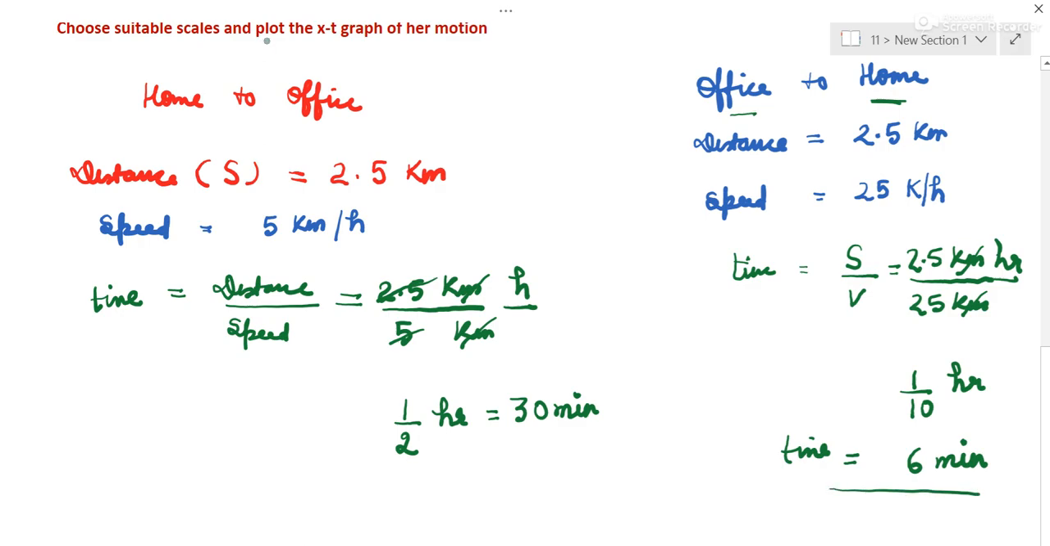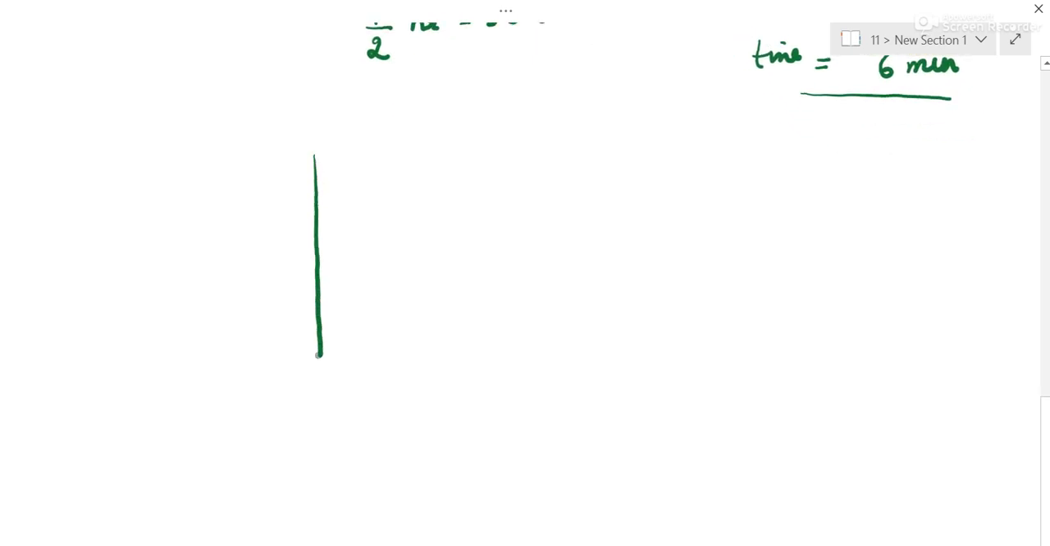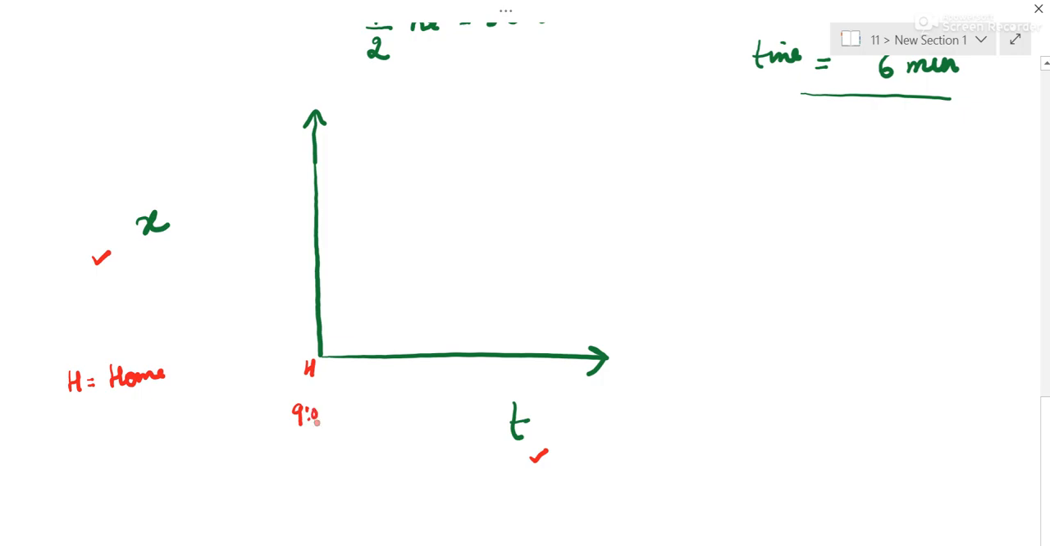Now actually we have to plot the xt graph, the position time graph. So when we are drawing that, this is position, this is time, this is her home, H is home, and she starts her journey at 9 a.m. So you write here 9 a.m. Now she takes 30 minutes, so it's 9:30, and at 9:30 she reaches her office, which is 2.5 kilometer away. All the details are to be shown, and you have to draw a straight line till here. It should be straight. So she reaches office at 9:30.